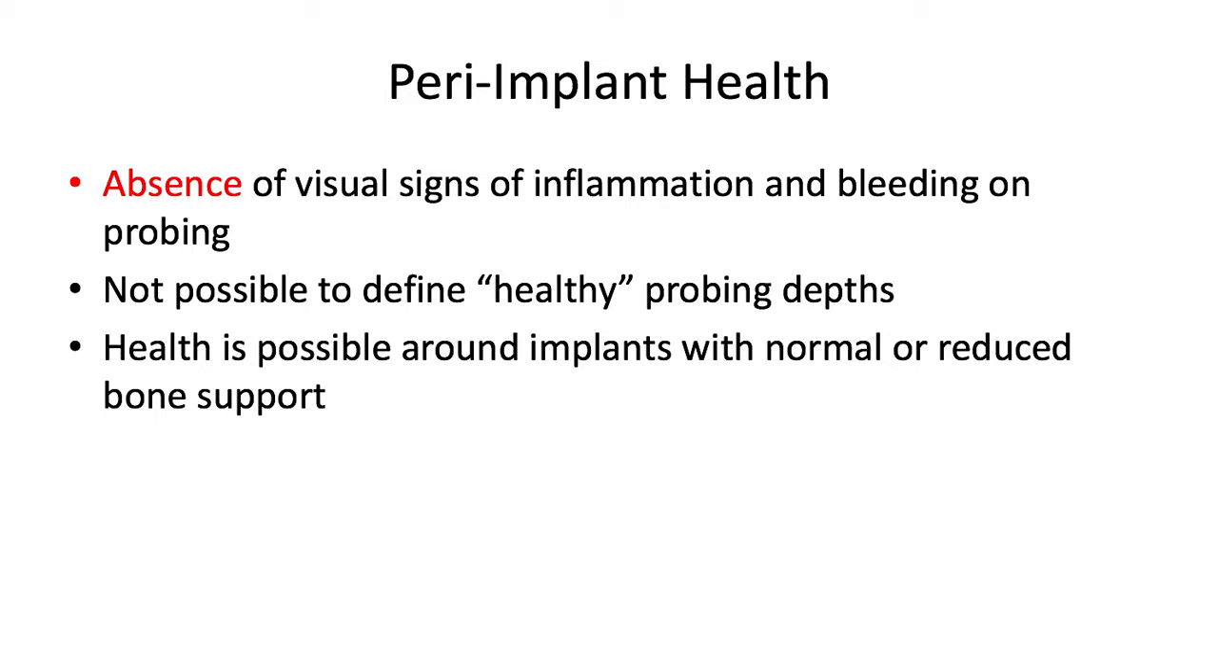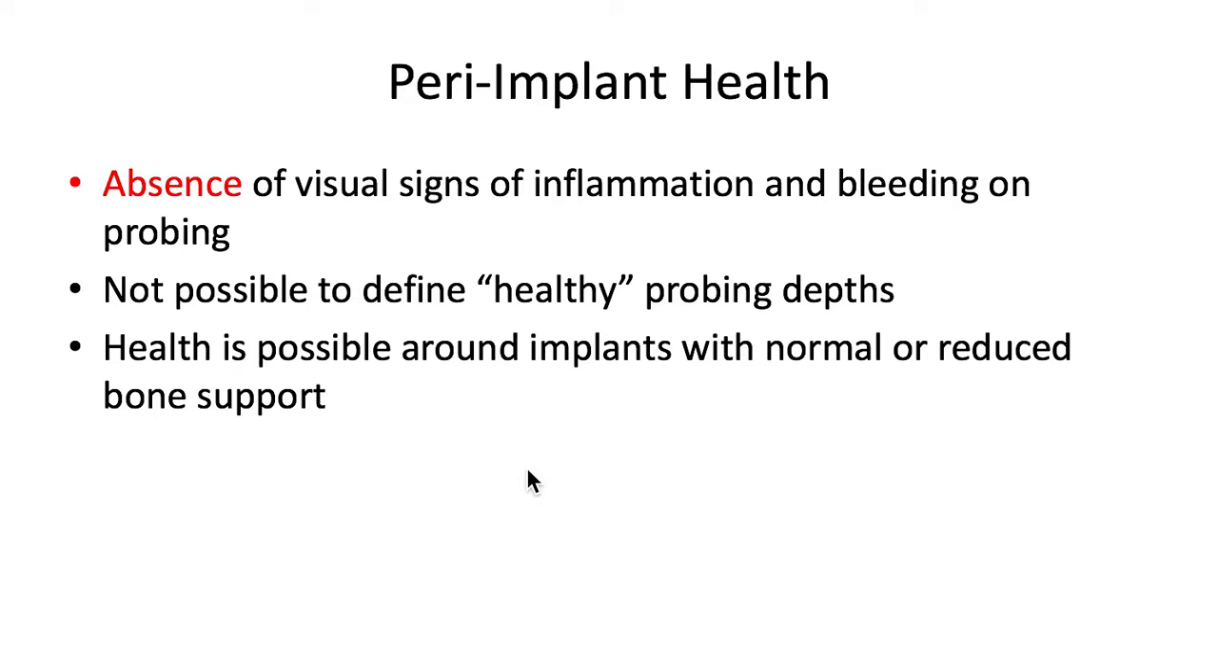So peri-implant health involves the absence of visual signs of inflammation and bleeding on probing. Implant assessment should consist of visual evaluation, some probing that should be done at least once per year, evaluation of bleeding on probing, of course, and evaluation of radiographic bone levels compared to a baseline bone level at implant restoration. It's not really possible to define healthy probing depths around implants, but in general, peri-implant probing depths should be less than or equal to 5 millimeters.